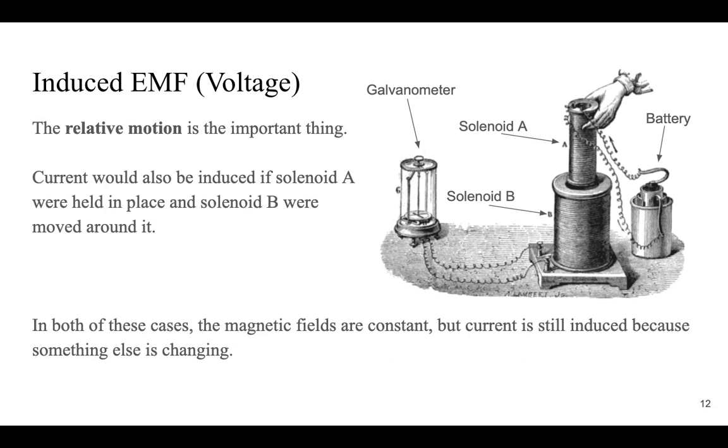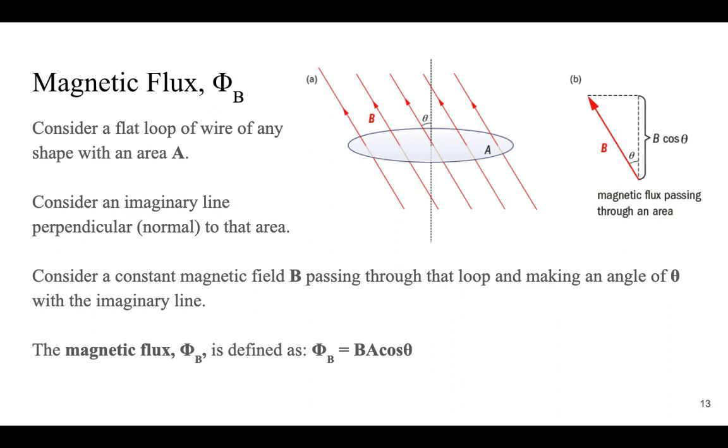So we've induced an EMF, which is a voltage. Now we need to get this idea, magnetic flux. That letter there is a capital Greek letter, phi. It looks like a theta on its side, but it's a phi. So phi sub B, B for magnetic field.